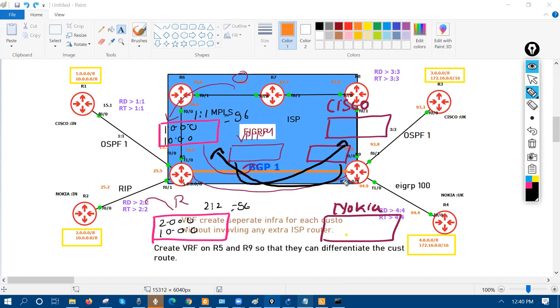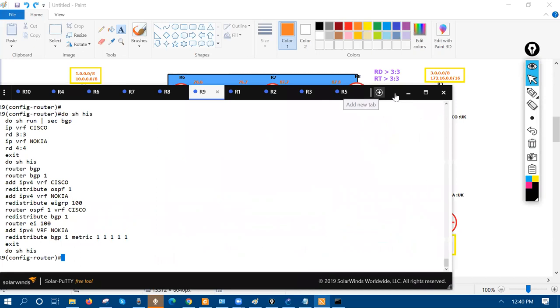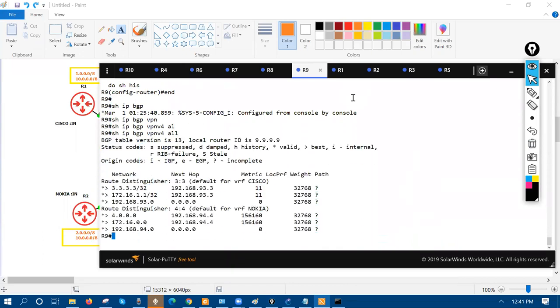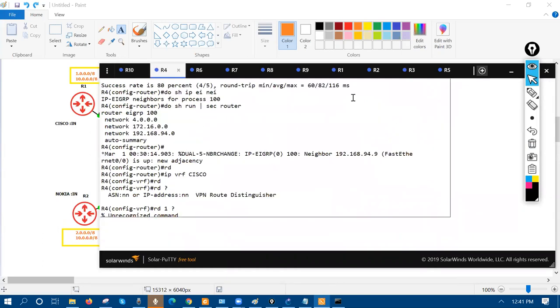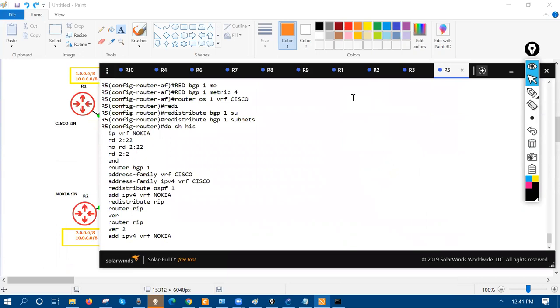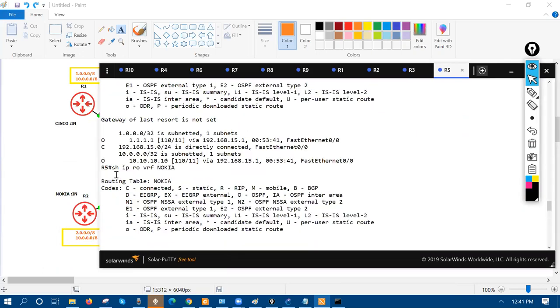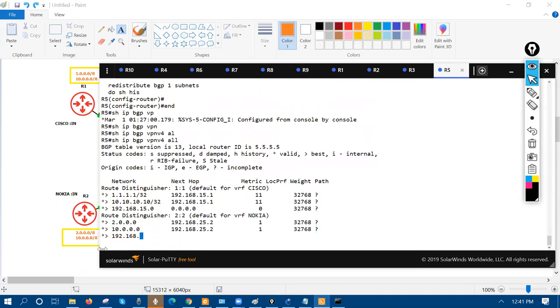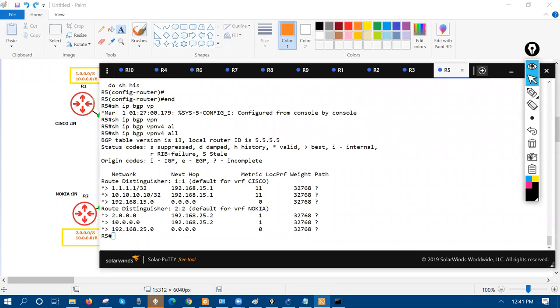Same way, if I'm doing the exporting over there, I need to do the importing as well. Try to understand what happened. I have this information in the VPN table, right? Previously it was not there. If you just go back to R5, I did the same configuration on R5, right? Previously I put the command show ip bgp vpnv4 all. There was no information there, right? Now, if you see, we have information according to customer to customer. Can you see that? So this information R1 is having.